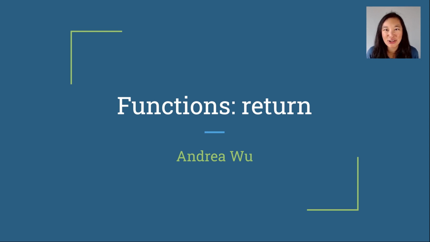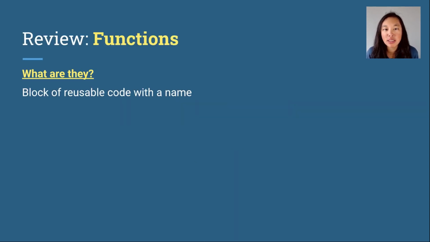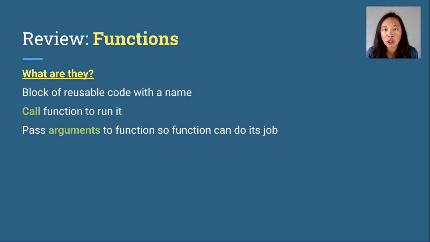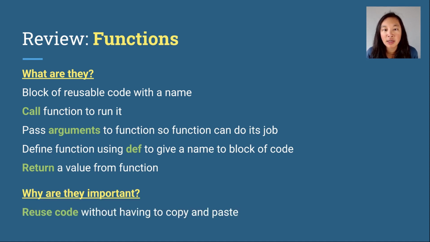Today we're going to continue talking about functions, specifically about return. So as a review of last time, where we talked about functions, we said that they are a block of reusable code with a name. We can call a function to run it and pass arguments to a function so that the function can do its job. We talked about defining a function using def to give a name to a block of code. And we also talked about returning a value from a function. Functions are important because they let us reuse code without needing to copy and paste that same code over and over again.